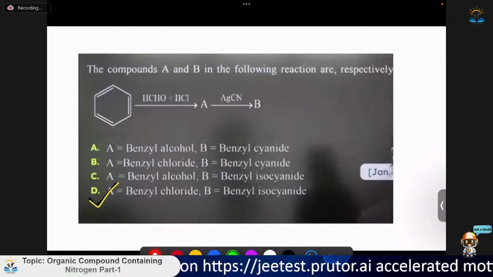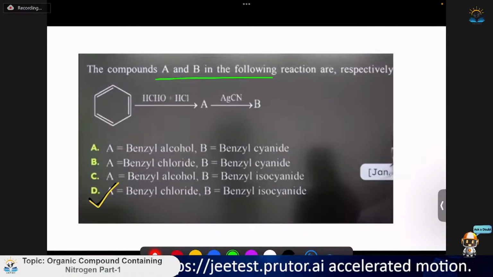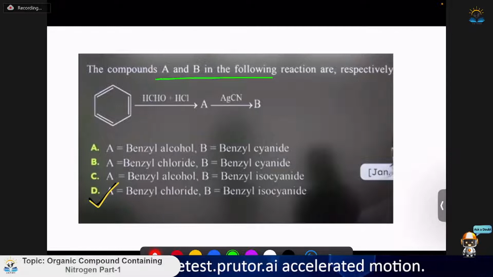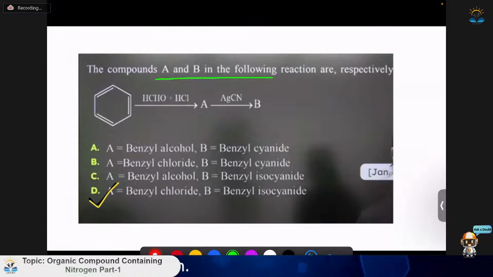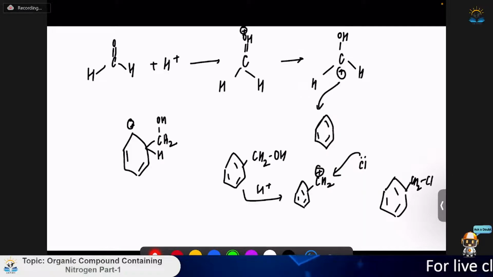Then we come to compounds A and B in the following. So first of all, this benzene is reacted with HCHO plus HCl, and then finally with AgCN. First of all, we have to think that AgCN is there, so NC will be formed. So cyanide will not be there, isocyanide will be there. This we know. Now what will happen? HCHO in acid is there.